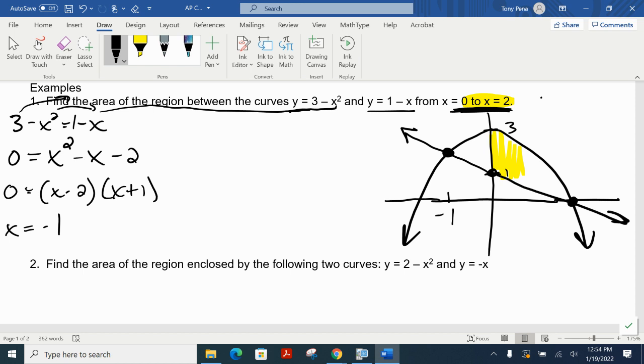If I didn't give you that interval, then that's important. The other x-coordinate is 2. So what we found is that where the parabola and line intersect is in fact 2. So the area that we are looking at starts at 0, goes to 2, and we just found the intersection point is 2. So this is the region that we are finding.